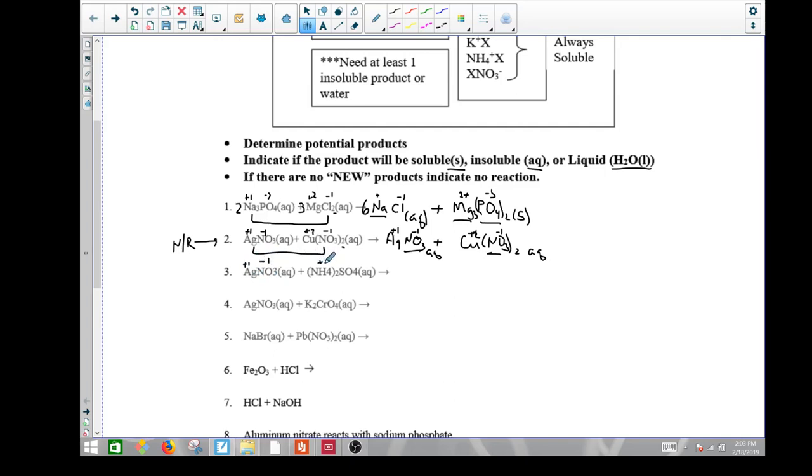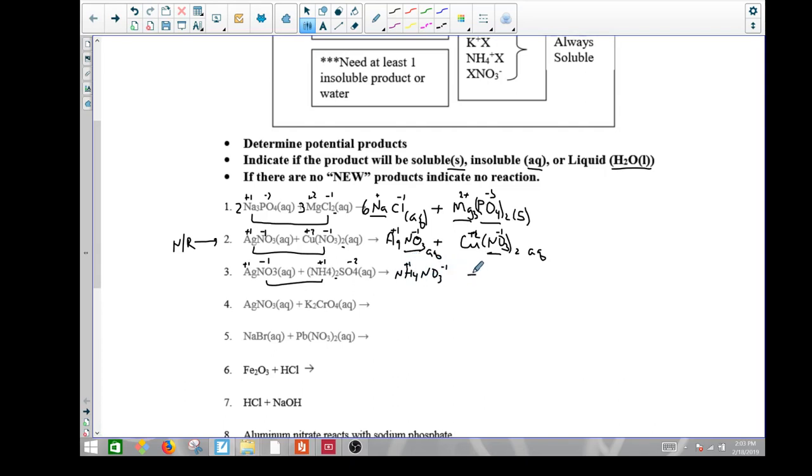Ammonium plus 1, sulfate minus 2. That's why that 2 is there. The 4 is part of ammonium. Rewrite your potential new products. I got ammonium, NH4, and then nitrate, NO3. This is a plus 1, minus 1.